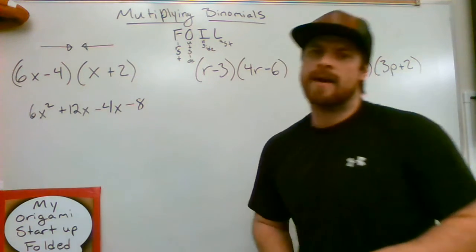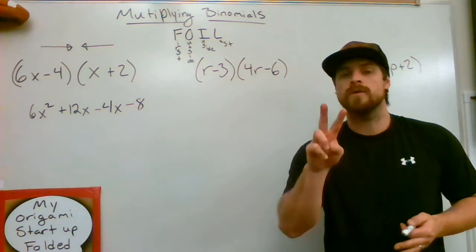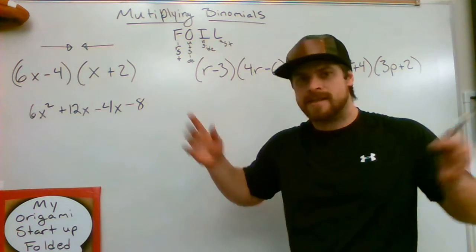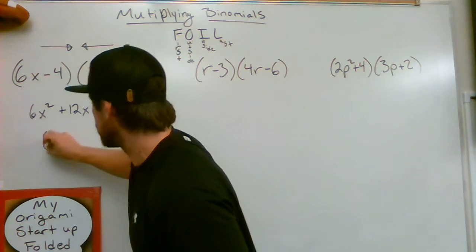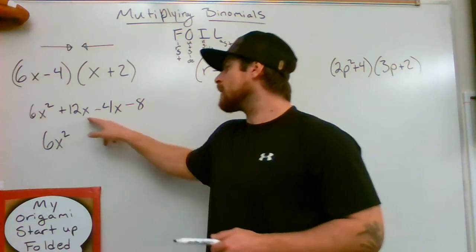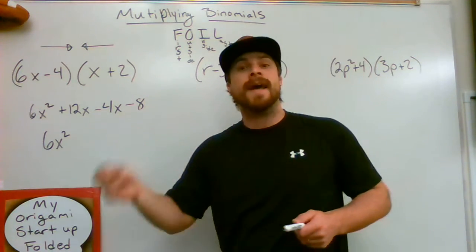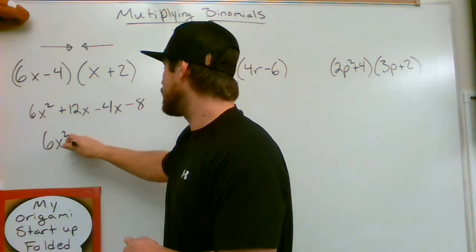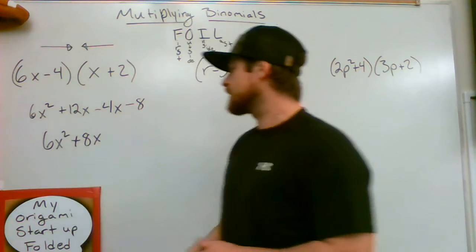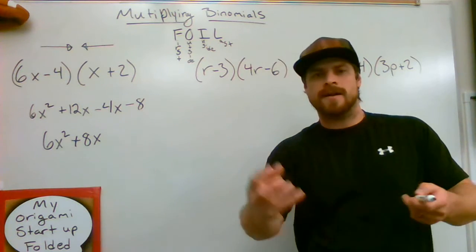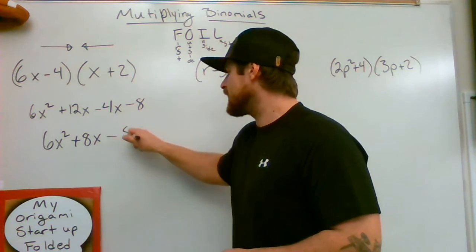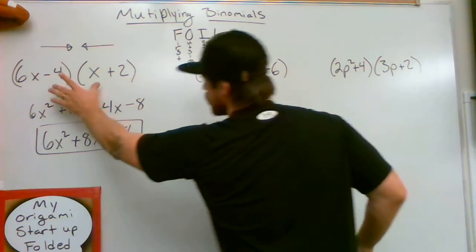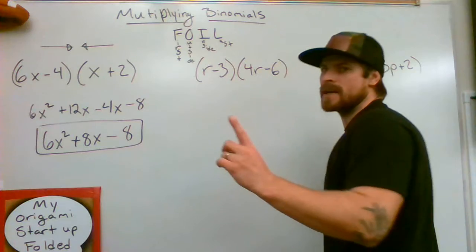I have all of this written out. Right now it's 4 terms, but 2 of them can go together. I have a 6x squared. I don't see any other x squared, so that's going to stay as is. 6x squared. I have a 12x and a -4x. Both of those have an x. Those are like terms. 12x minus 4x is going to give me positive 8x. And then last but not least, I have a -8, a constant all by itself. So that's just going to stay -8. What I have done is I've multiplied together these two binomials to make it into one singular trinomial.